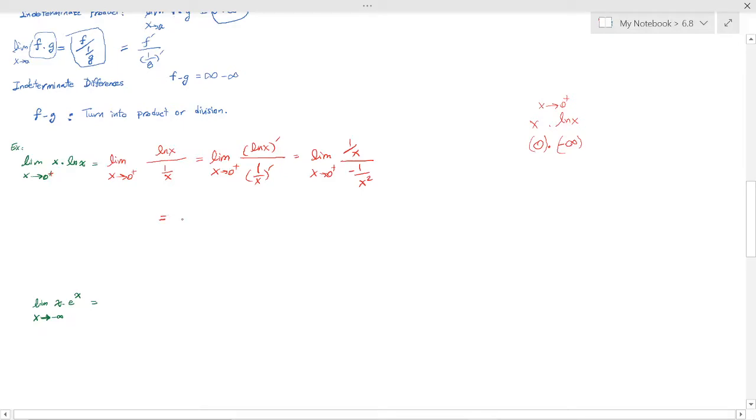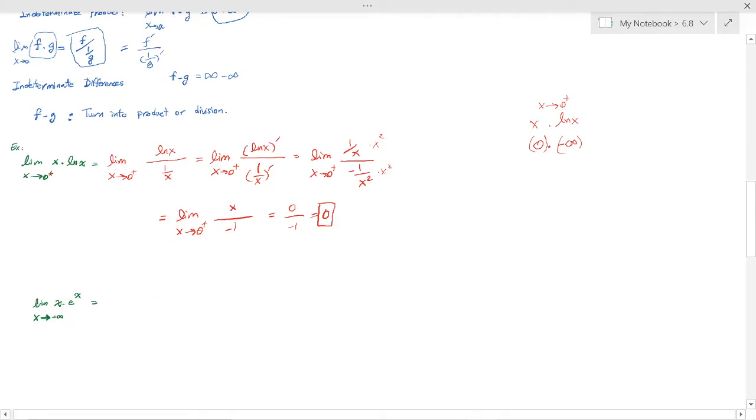You can simplify this as the limit, multiplying both numerator and denominator by x squared. So what you get is x squared times 1 over x is x. X squared times negative 1 over x squared is negative 1, as x approaches 0 from the right side. Now if you replace x with 0, what you get is 0 divided by negative 1, which is simply 0. So we found out the product of x times ln x as x approaches 0 is simply 0. Not always 0, so do not expect that this result is always 0.